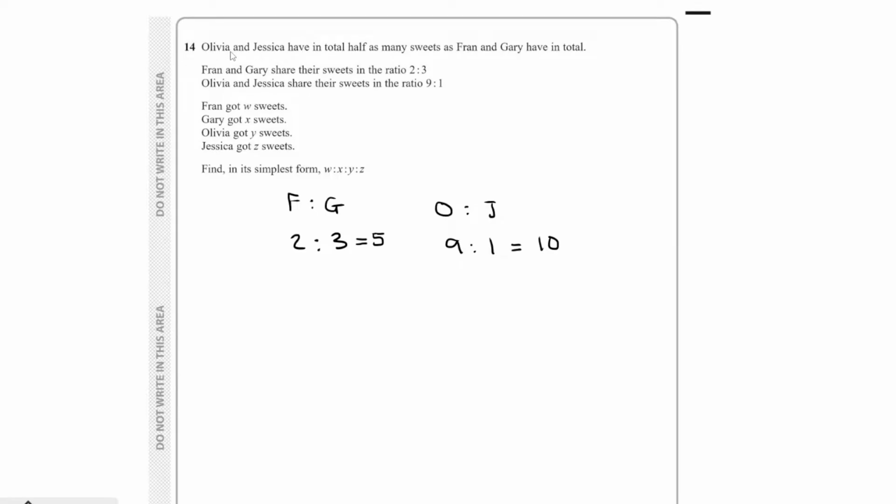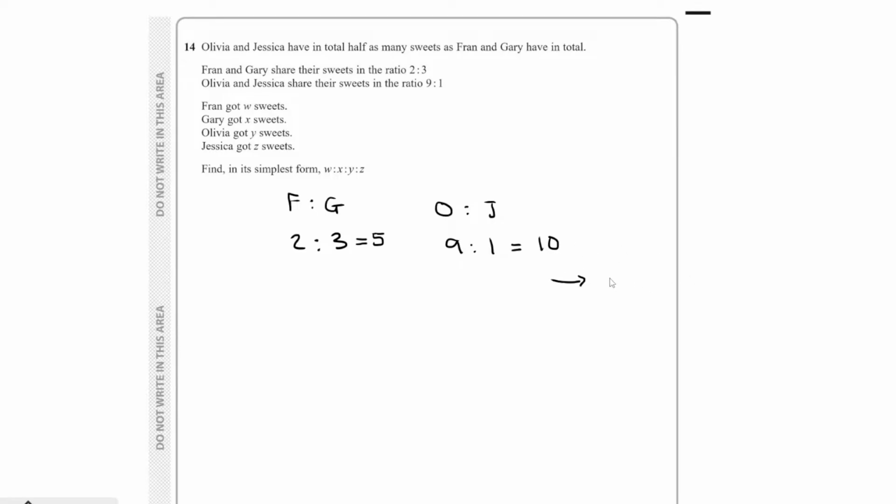However, you obviously want to get them to be the same scale, don't we, before we can combine them. Now, I feel like you naturally just want to double Fran and Gary's, but it's not just that, because in this case, Olivia and Jessica have in total half as many sweets. So 10 is half of the amount of Fran and Gary, right? It's half.